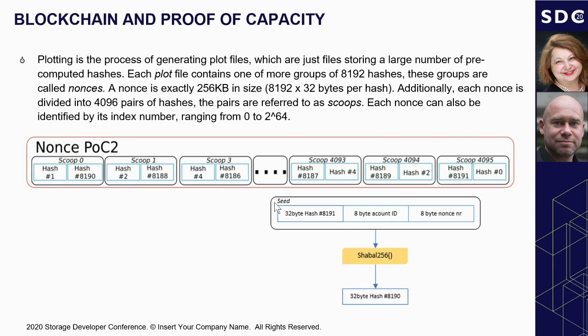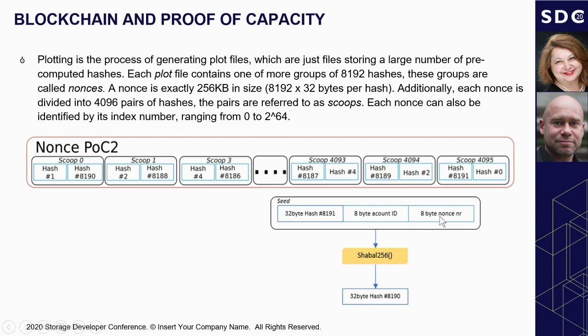Let's talk about blockchain and proof of capacity. So how does the plotting work? Plotting is a process of generating plot files, which are just files storing a large number of pre-computed hashes, and each plot file contains one or more groups of 8,192 hashes, and they are called so-called nonces.